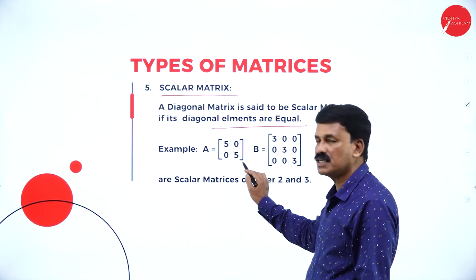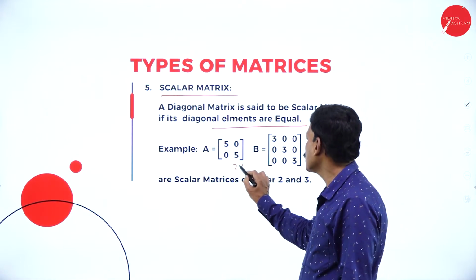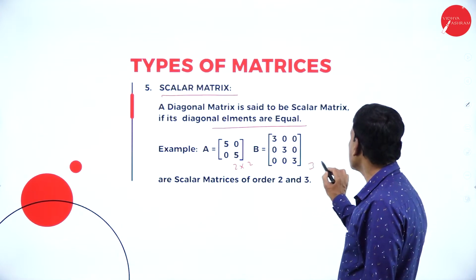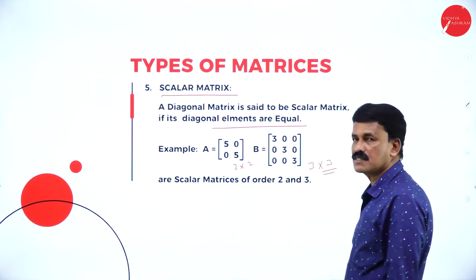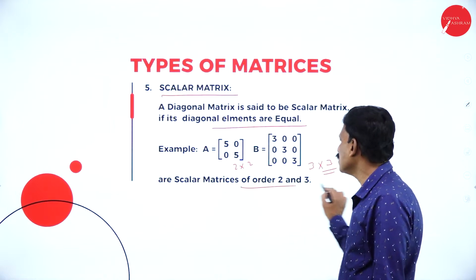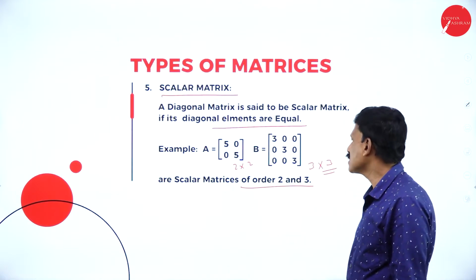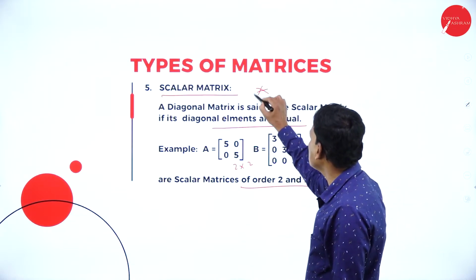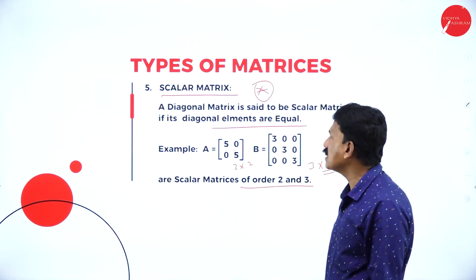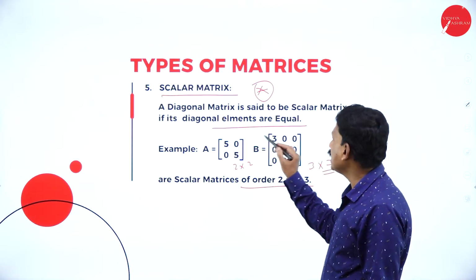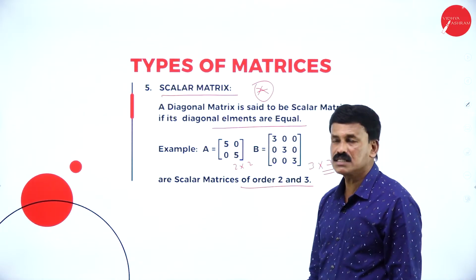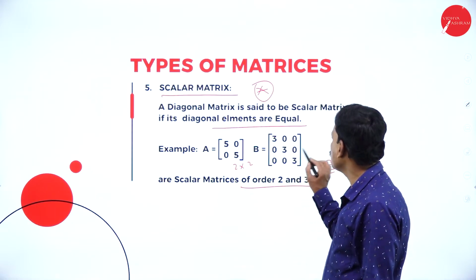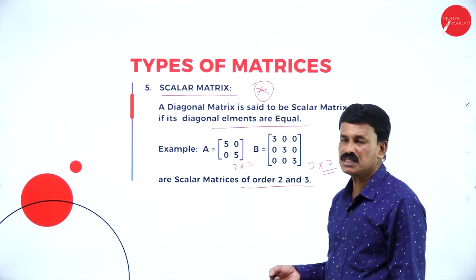5, 0, 0, 5 is an example of a scalar matrix of order 2 rows 2 columns. 3, 0, 0, 0, 3, 0, 0, 0, 3 is an example of a scalar matrix of order 3 rows 3 columns. So these are the examples of scalar matrices of order 2 and 3. So very important, you may expect this definition for 2 marks. Define a scalar matrix with an example. A diagonal matrix is said to be a scalar matrix if its diagonal elements are the same or equal. 3, 0, 0, 0, 3, 0, 0, 0, 3 is an example of a scalar matrix.